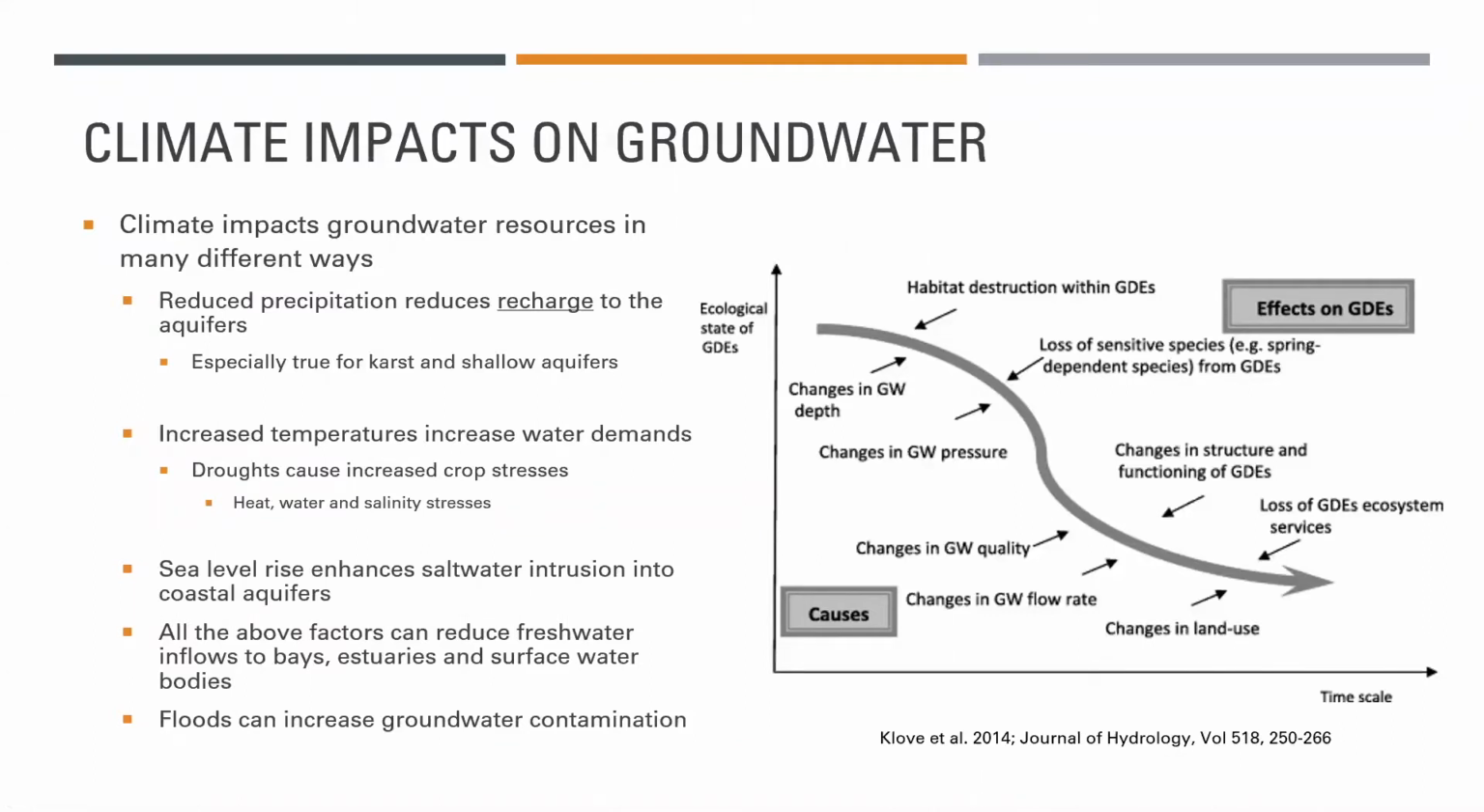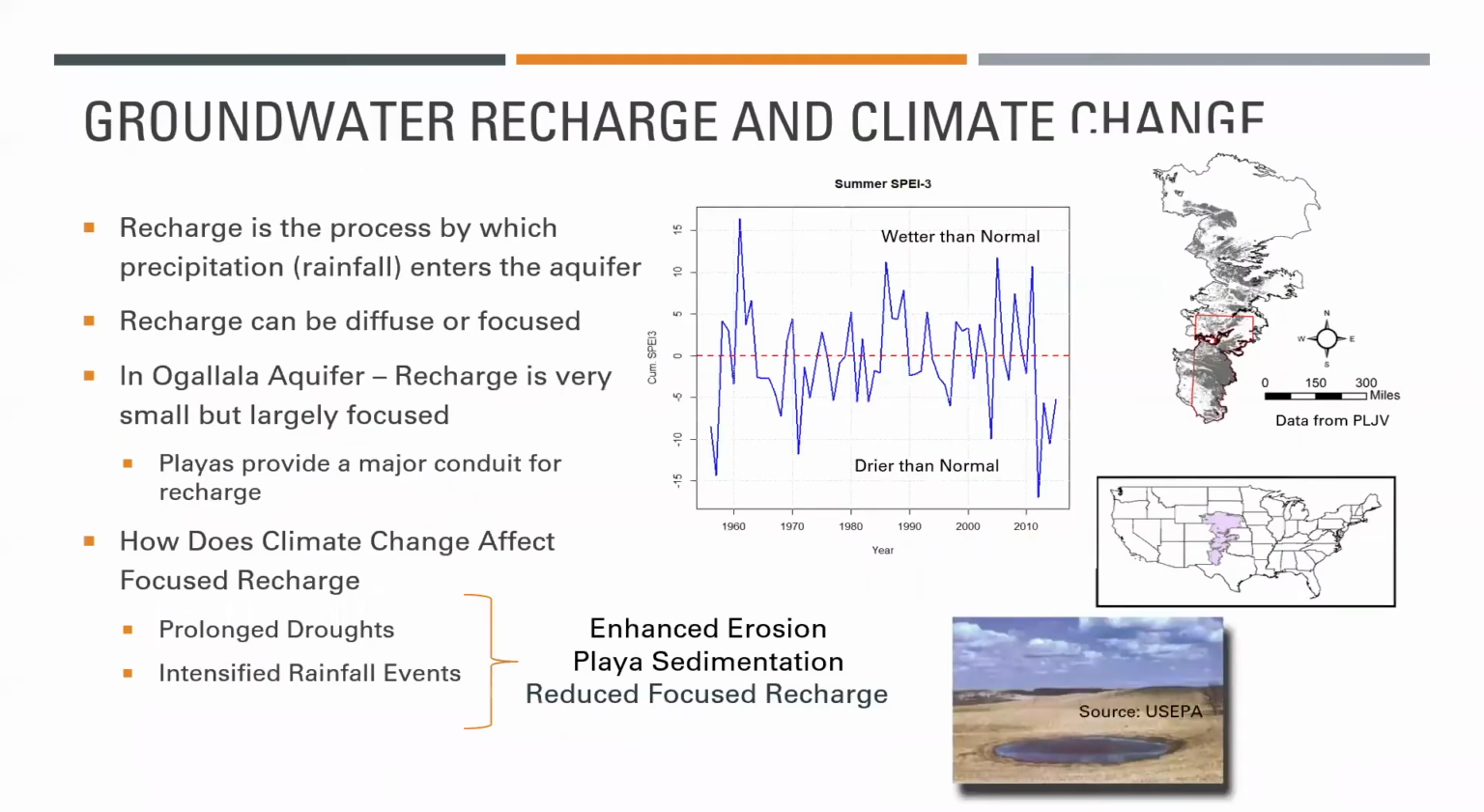Either we are urbanizing, or we are growing more crops to meet food demands, population growth, and economic demands, and all that can have impacts. And of course, sea level rise can cause groundwater intrusion. So there are many ways in which climate affects groundwater, depending on where you are. It can affect the quantity and the quality of the groundwater as well.